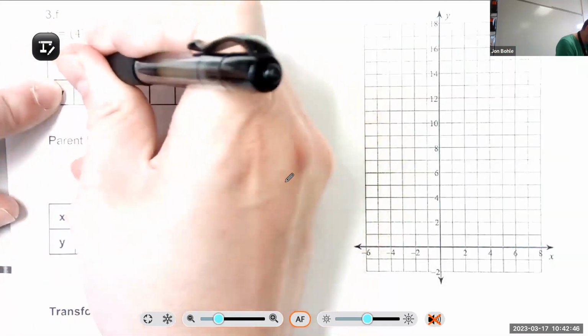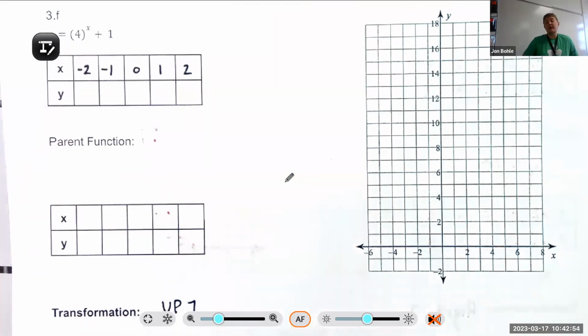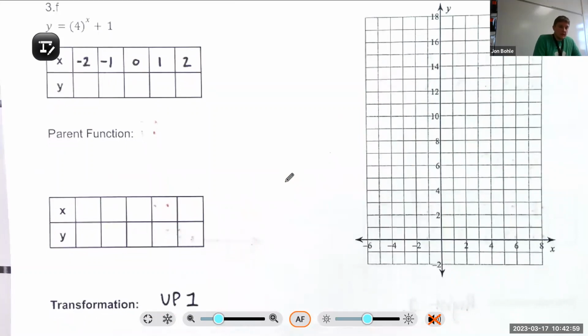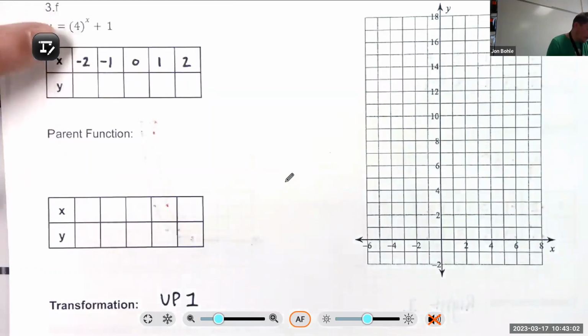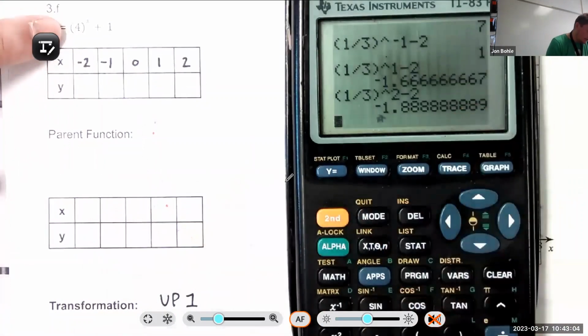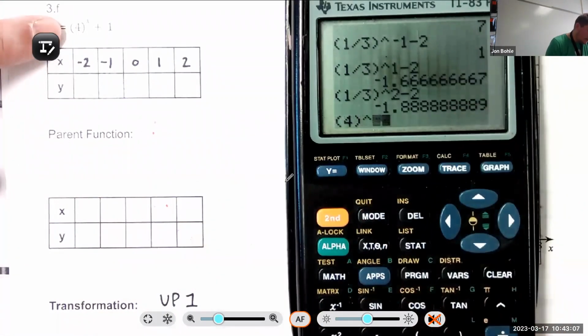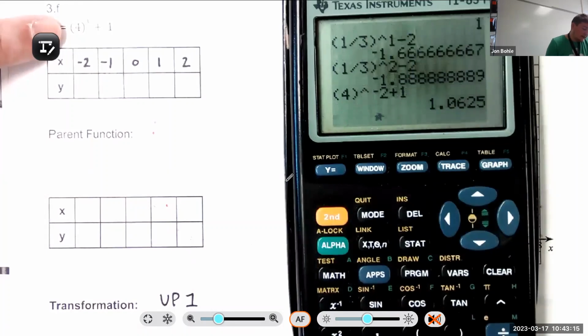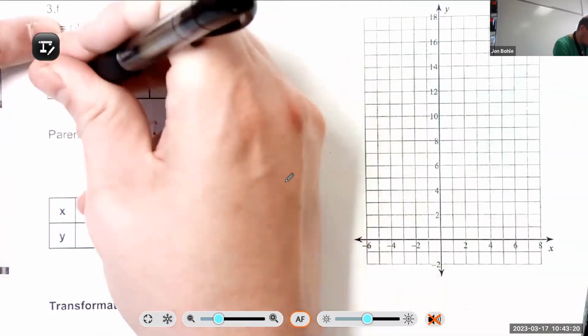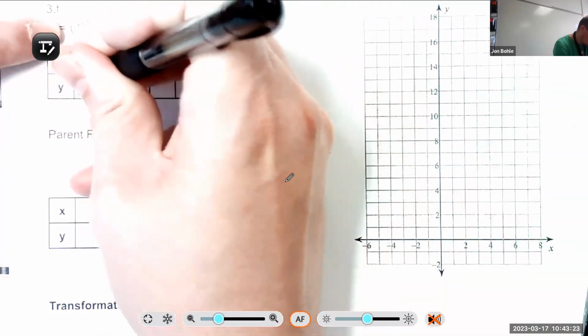So since I already figured out the transformation of up 1, I don't have to graph this parent function anymore. Because now I don't have to do any work to figure out what that is. I already know what it is. It's up 1. Okay. So first x value I'm going to plug in. So we're going to take this. We're going to go 4 to the -2nd power. And then we're going to +1. Hit enter. 1.0625. I'm going to say 1.0625. Okay, there we go.